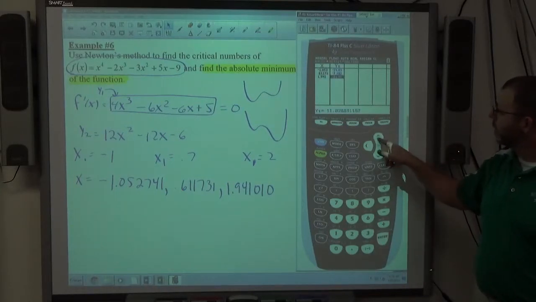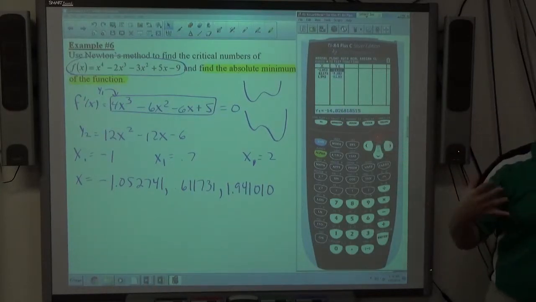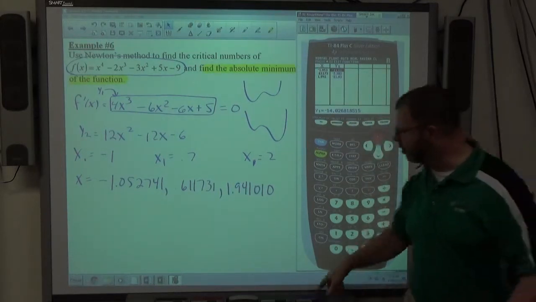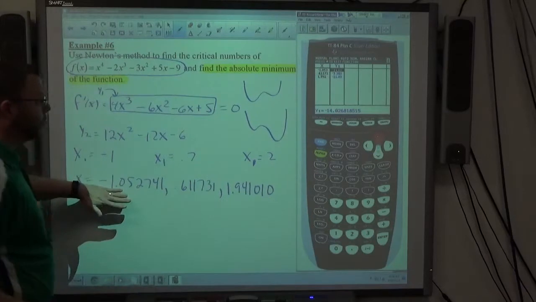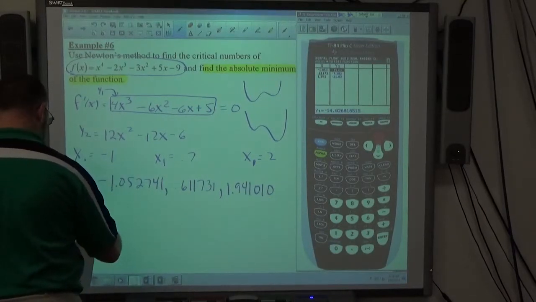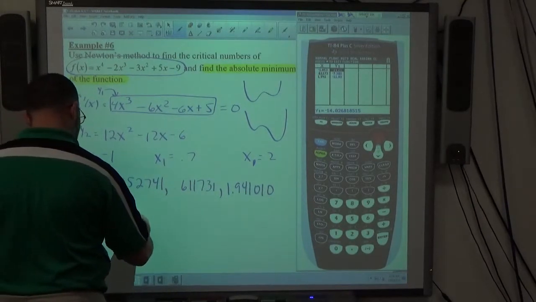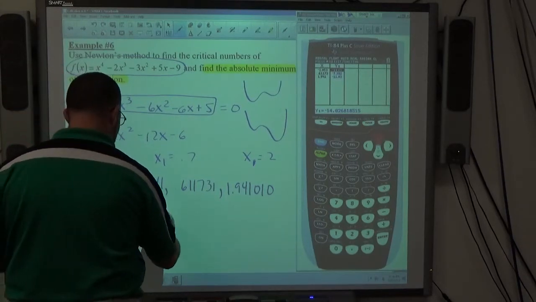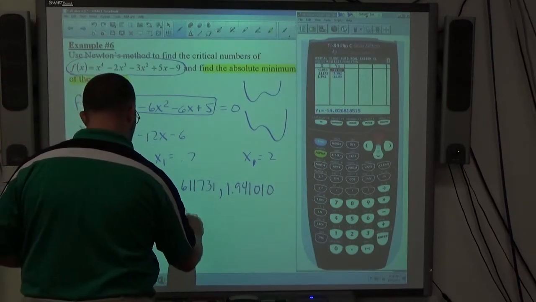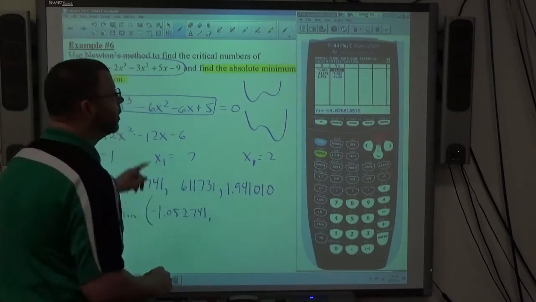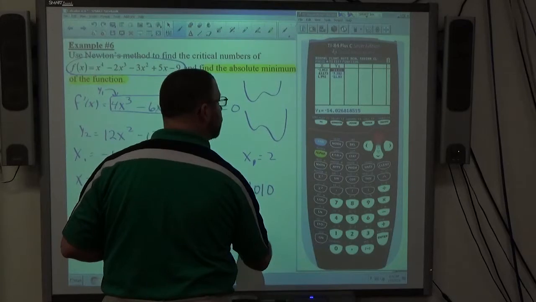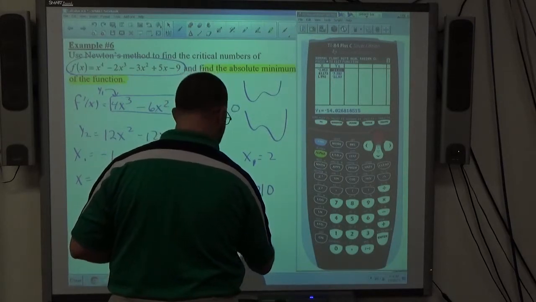So I can go up here, and again, let's suppose they said 6 decimal places. I can go up here to the y column, get as many decimal places as I need there. So this is the absolute minimum. And I'm fine with just an ordered pair for this. So x is negative 1.052741, comma, y is negative 14.026819.